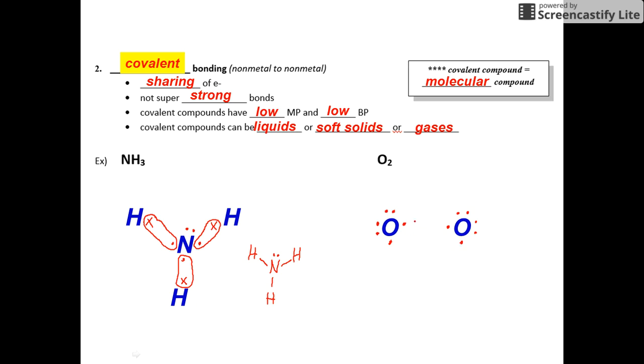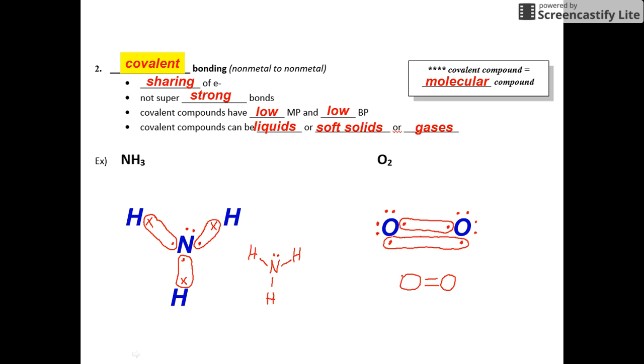All right, each oxygen has 6. Each oxygen needs 2 more, so each oxygen is going to have to share 2 electrons. So how about we share these 2, and now each oxygen feels like it has 7. But now we could also share these 2, and each oxygen now feels like it has 8 electrons. That's just a rough draft. Here's our final version of oxygen gas. Since they're sharing 2 pairs, that means it's a double bond.